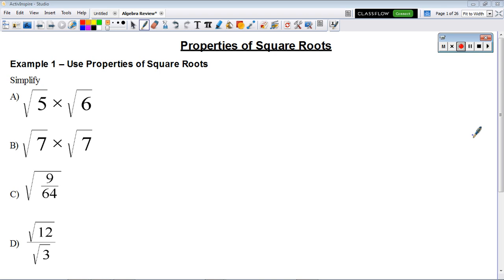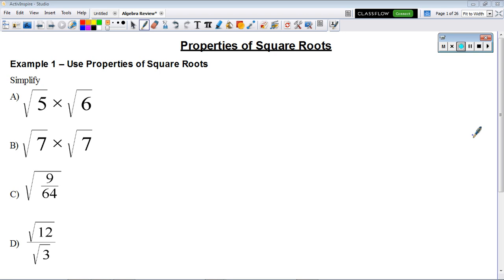So in the first part of this algebra review, we're going to look at some different things involving properties with square roots, including multiplication, addition, subtraction, and some different things with division. So for this part A, we have the square root of 5 times the square root of 6.